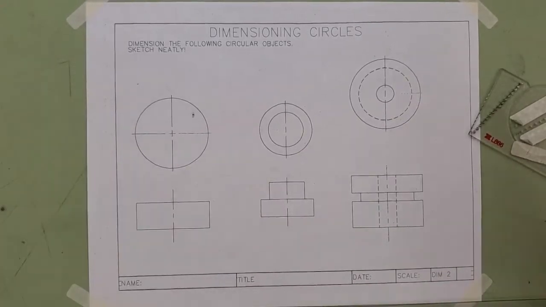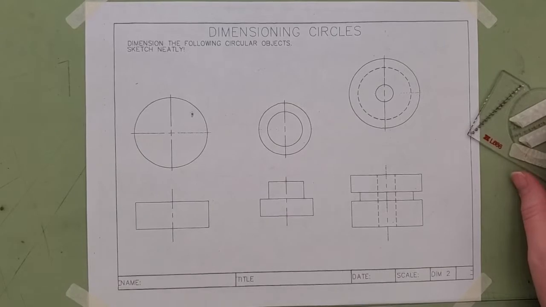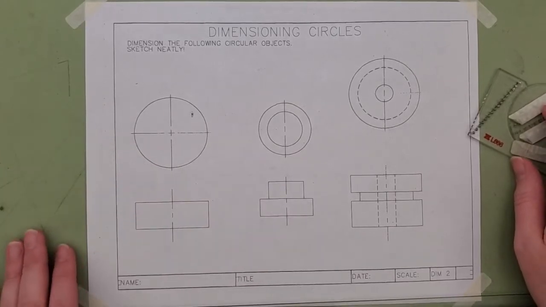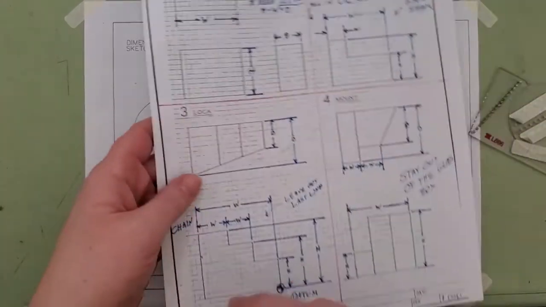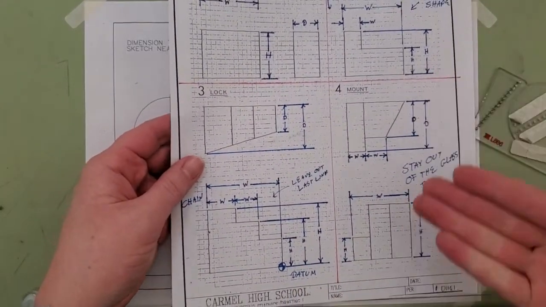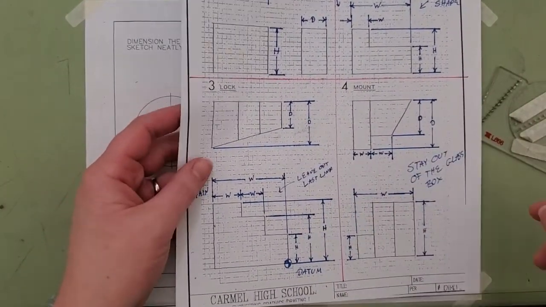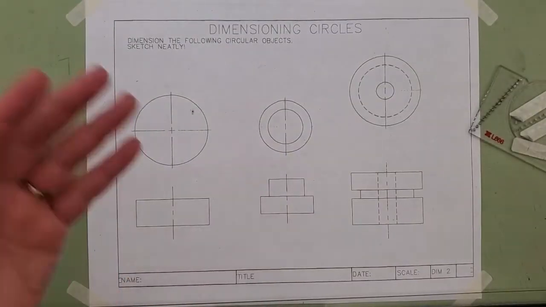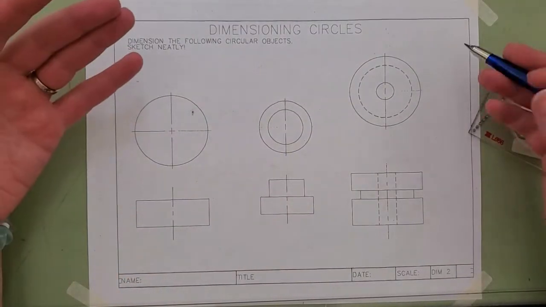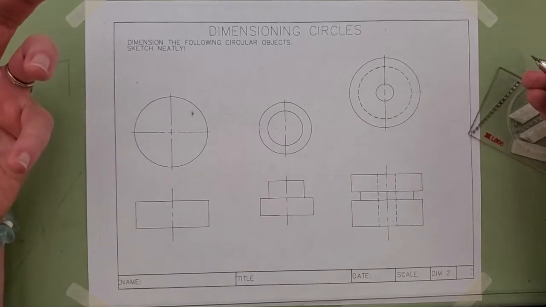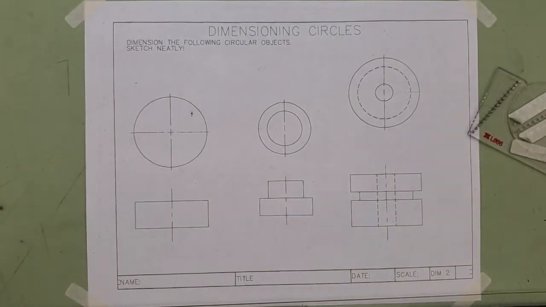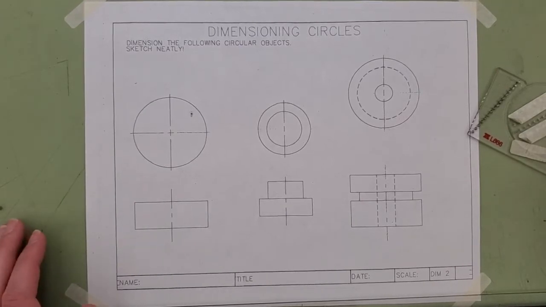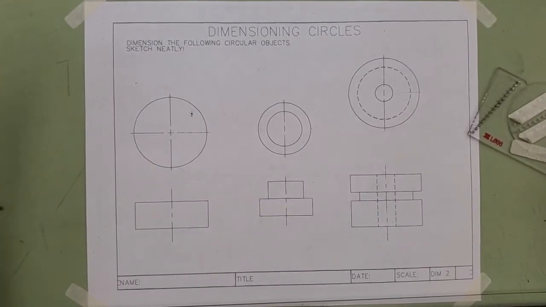Dimensioning circles and cylinders is a bit different. We're going to learn a couple new line types for this one. On the previous slide, we learned a lot of linear dimensions, okay? Distance, location, and so forth. But when it comes to circles, we really want to point out and draw attention to these different shapes and sizes. Okay, so we're going to be using a different kind of line called a leader line.